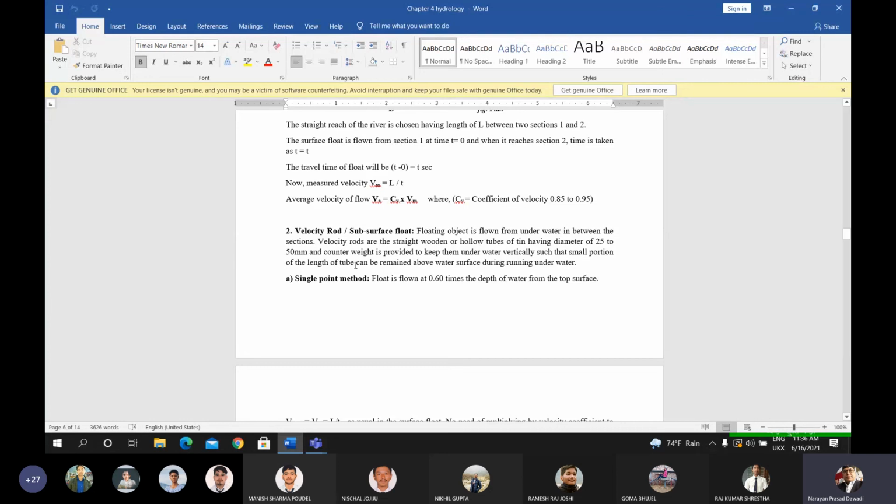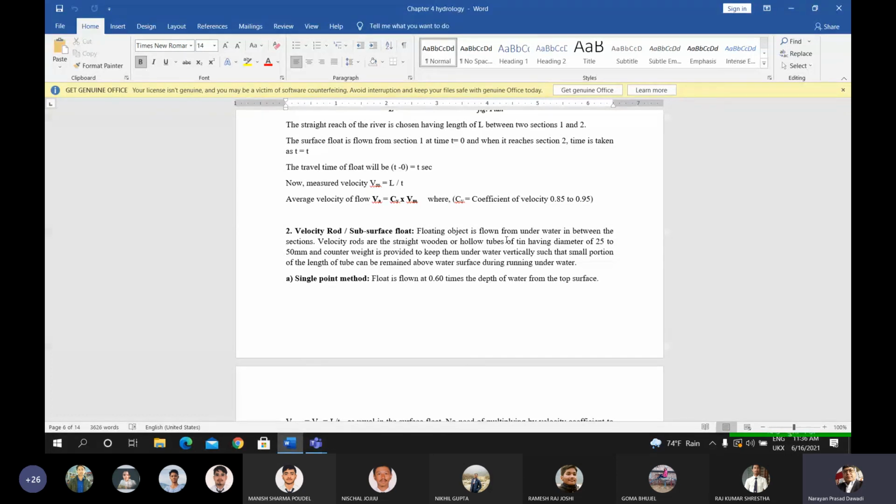Okay. For the single point method, the floating object flows underwater between the sections. Velocity rods are straight wooden or hollow tin tubes having a diameter of 25 to 50 mm, and a counterweight is provided to keep them vertical underwater, so that a small portion of the length of the tube remains above the water surface while running underwater. Now, the measurement can be done in two ways: single point method and double point method.